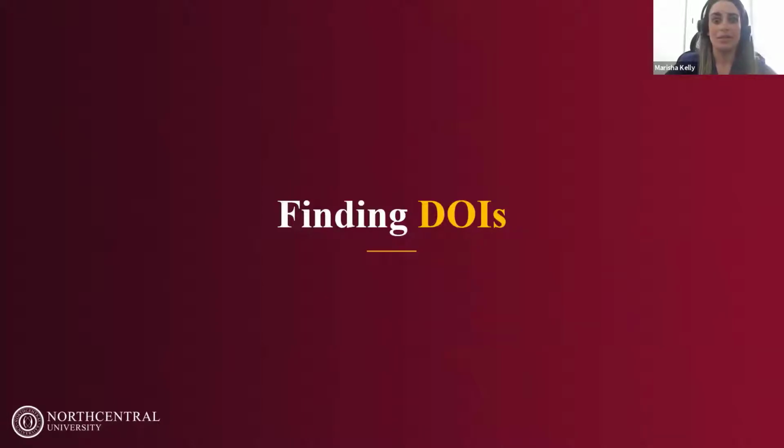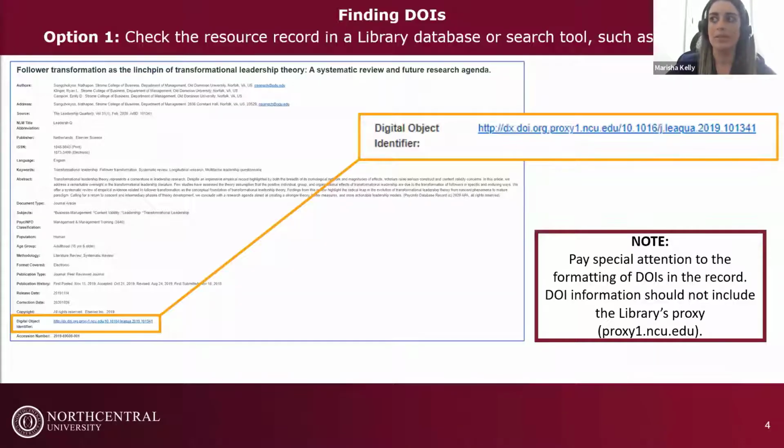So the question here is, you've found some really great resources and you just want to cross-check and see if there is a DOI, or how do you know if the source has a DOI? So there's a couple of different options that we have. So if you are searching the NCU library databases and search tools, so things like Roadrunner search, usually the DOIs, if it's something that is part and available for that resource, it will be part of the record. So here we have a record for a resource that I located in Roadrunner, and I'm able to see that the DOI is listed, right?